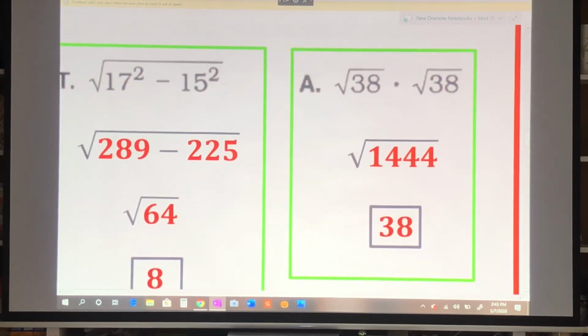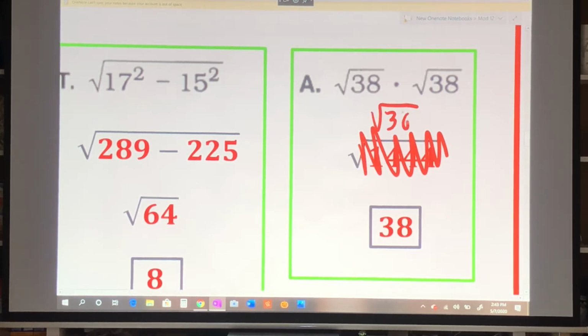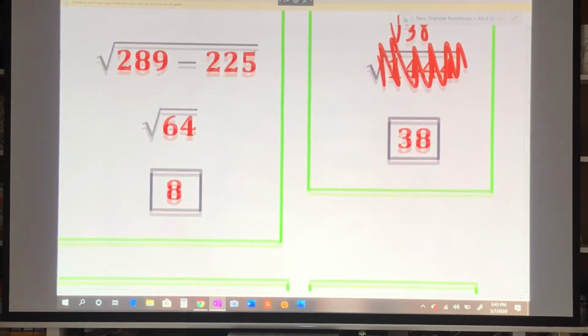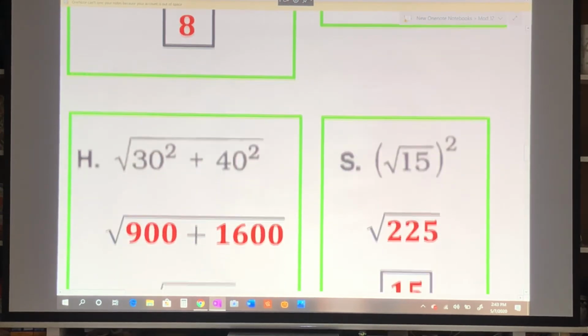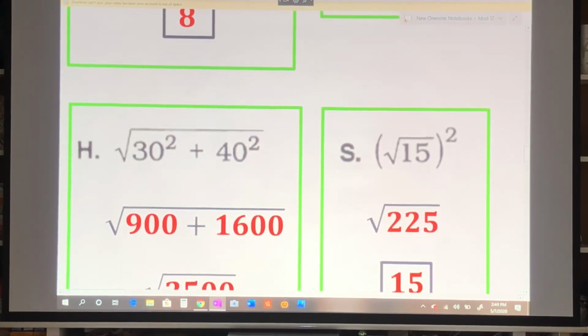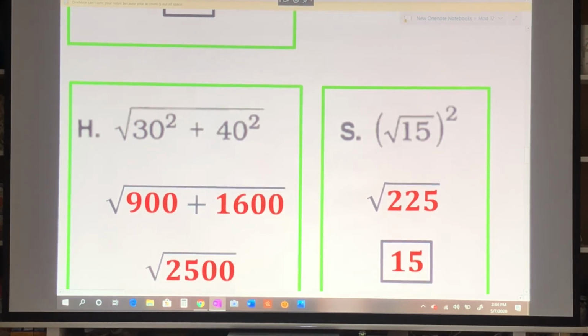On this one, you don't even need to do that. If you're squaring, it's like you're writing it like this also. If you're taking a number and you're squaring it and taking the square root of it, it's the number that you started with. In this case, 38. Okay, on this one, you're going to square 30, square 40. The square root of 2500, when you add them together, is 50.